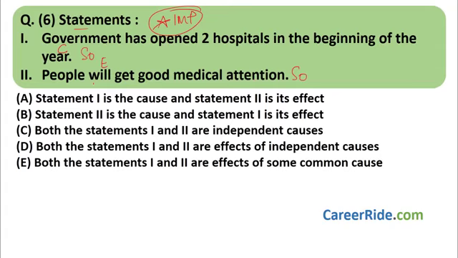The difference is because of this word will. If instead of will the word is should, people should get good medical attention, then your second combination is correct. That means people should get good medical attention, so government has opened 2 hospitals. Then this will become cause, this will become effect. But right now the word is not should, the word is will. So this becomes the cause, the government has opened 2 hospitals, so people will get good medical attention. This becomes the effect. Please remember, you might make a mistake over here, so the answer over here is A.